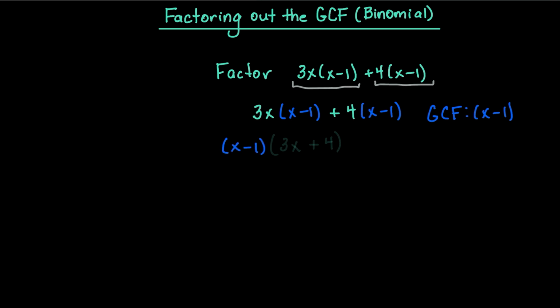x minus 1. When I divide out x minus 1 from my first term, I'm left with 3x. Plus, when I divide out x minus 1 from the second term, I'm left with 4. So the expression we started with factors into x minus 1 times 3x plus 4. You always want to double check and make sure what you factored cannot factor any further. And so x minus 1 is prime and 3x plus 4 is also prime. So we are done factoring that expression.